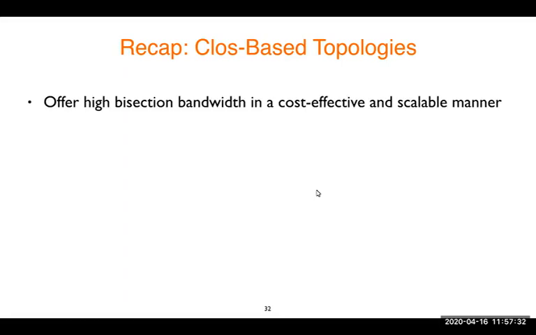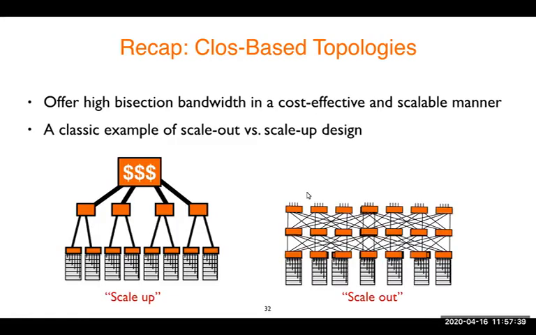So, recap: what we wanted was high bisection bandwidth that you could build in a cost-effective and scalable manner. This is actually a classic example of scale-out versus scale-up design. Is that a concept that you've heard before, that you've studied in CS 162 probably, or that you're familiar with, this notion of scale-out versus scale-up?